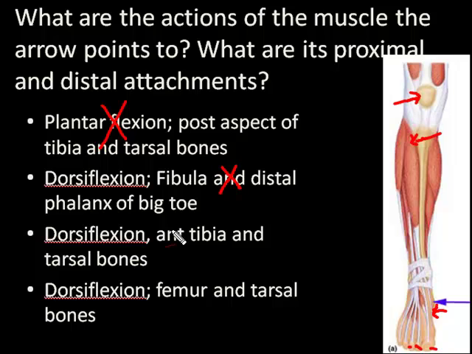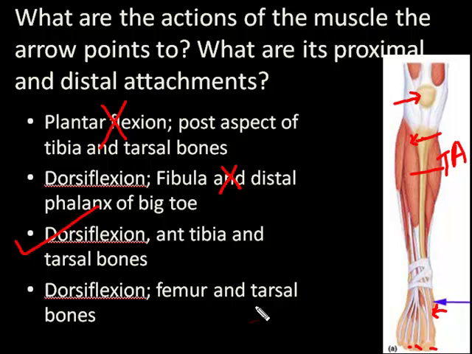So let's look at the third choice, which is dorsiflexion. Yes, this muscle is a dorsiflexor and it is attached to the anterior aspect of the tibia and the tarsal bones, which is here because this happens to be the tibialis anterior. So this is the correct answer.